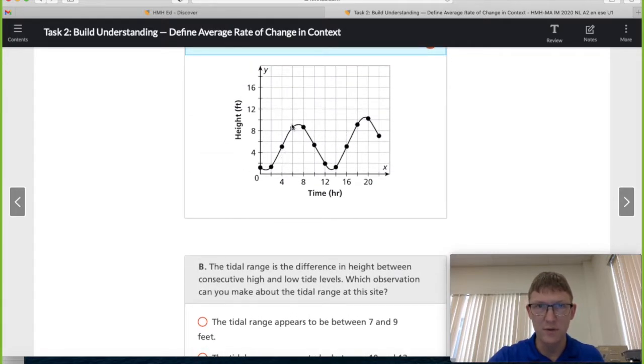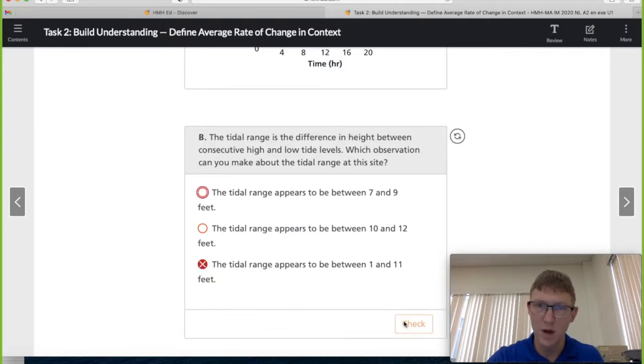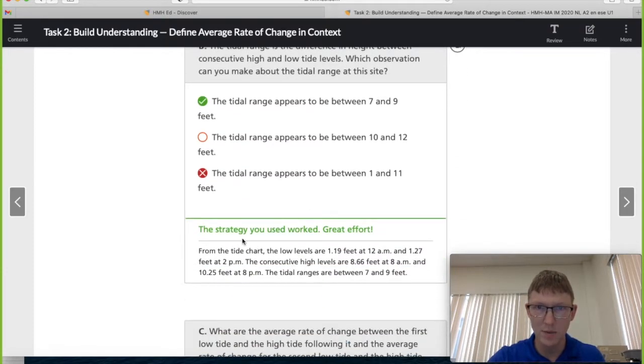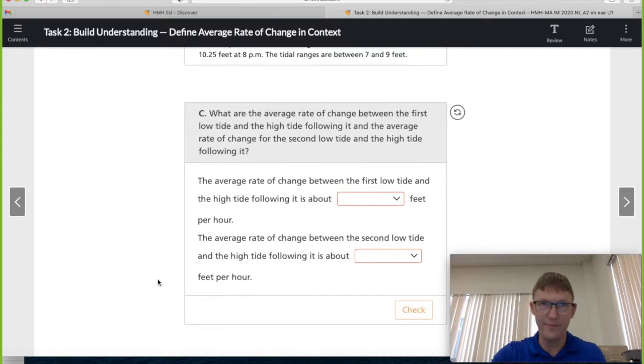Oh, so it's a difference. So if this is 10 and this is 1, try again. We'll go with that one. So yeah, I just didn't subtract it out. Turns out I'm not always right.